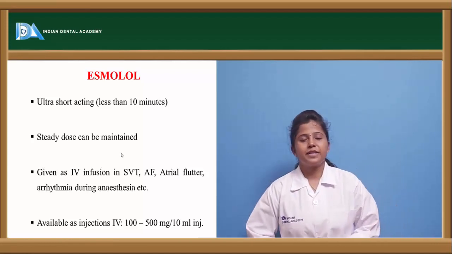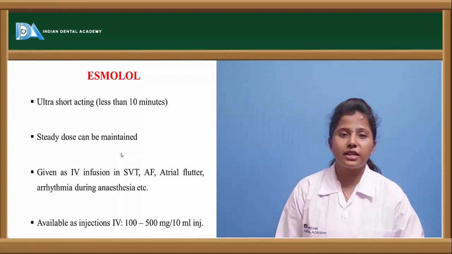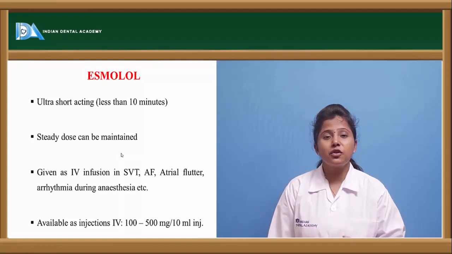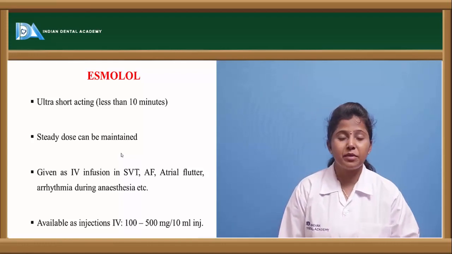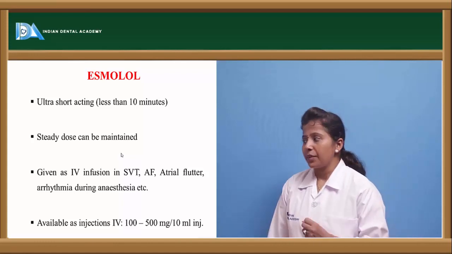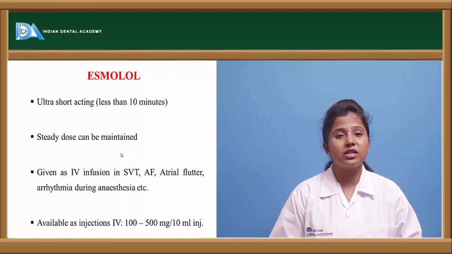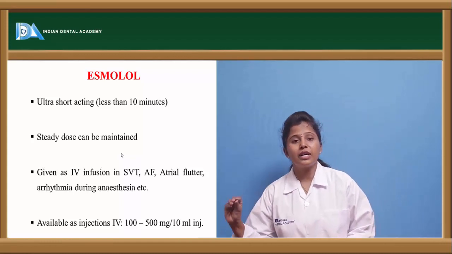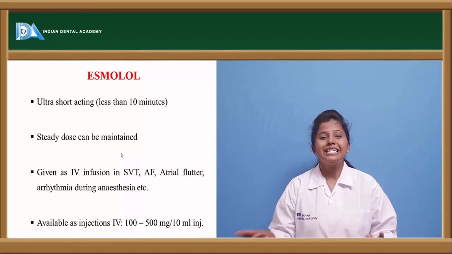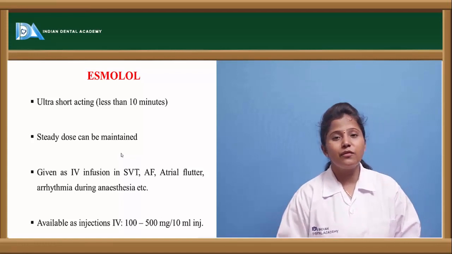So esmolol is also a beta-1 receptor antagonist. It is a very short acting drug. In the sense, the duration of action of esmolol is less than 10 minutes. That is the reason it is categorized under ultra short acting drugs, and the steady dose can be maintained. So what does this mean? Once it reaches the peak concentration, the effect shown by this drug at peak concentration is sustained or remains for a longer period of time, and it is given as an IV infusion in condition.